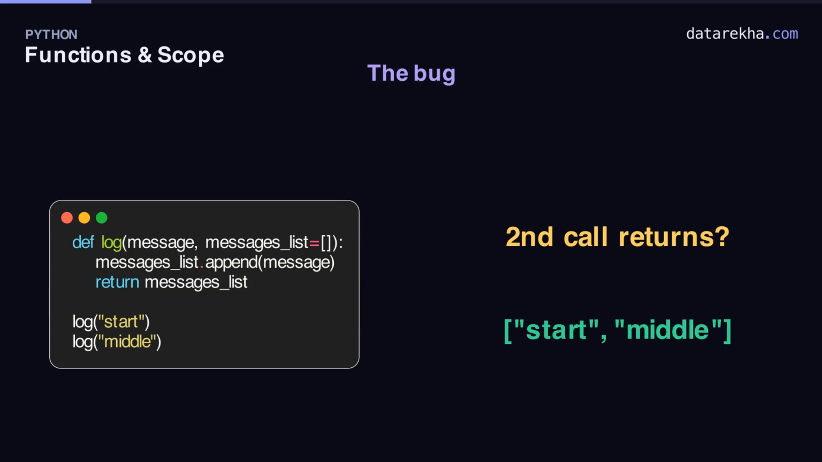To understand exactly why, we need three ideas: how functions run, what scope means, and the trap hiding in that empty list default. By the end, this bug will feel inevitable.